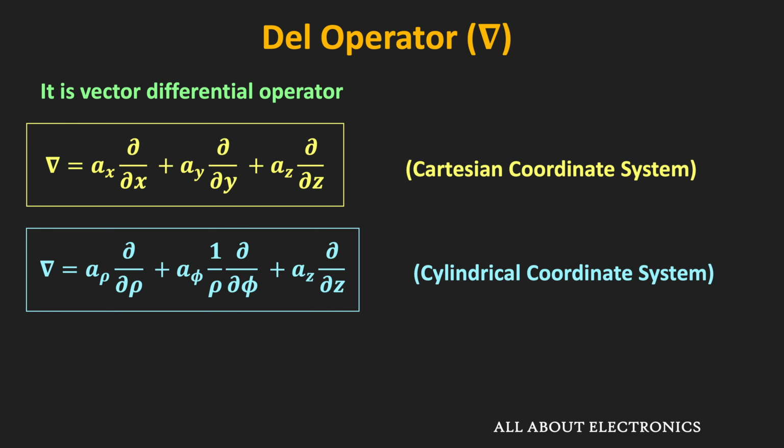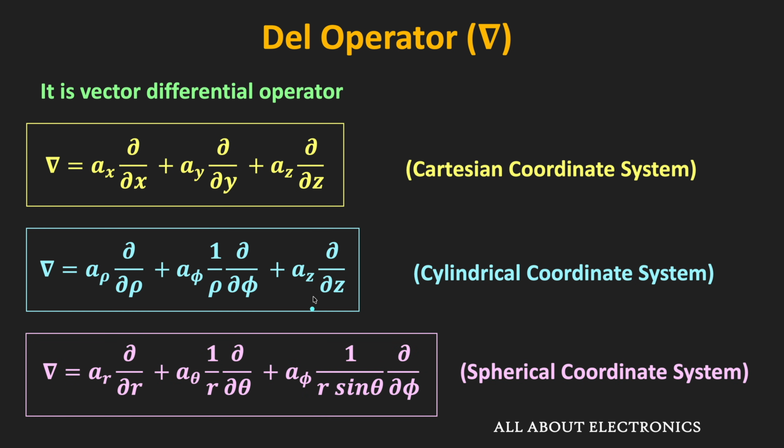And similarly, this is the representation of the Del operator in the spherical coordinate system. So by looking at these expressions, you must be thinking that why the representation of the Del operator is different in the cylindrical and the spherical coordinate system, right? So the reason is that in the Cartesian coordinate system, each coordinate x, y and z represents the distance. So therefore, the small change in each direction can be simply represented by dx, dy and dz.